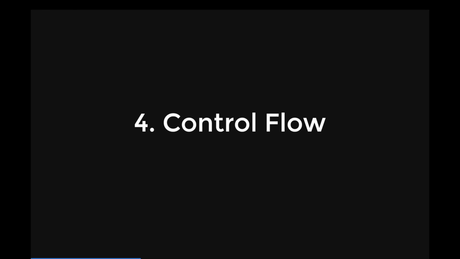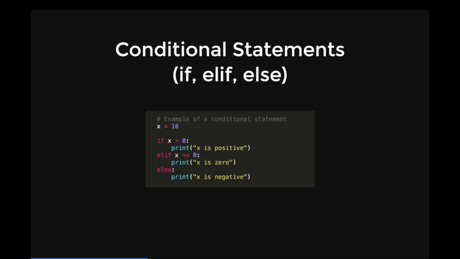Control flow. Control flow statements in Python allow you to control the flow of execution in your code. They enable you to make decisions, repeat actions, and execute code conditionally. In this section, we'll cover some of the essential control flow statements in Python. First, conditional statements like if, else if, and else.